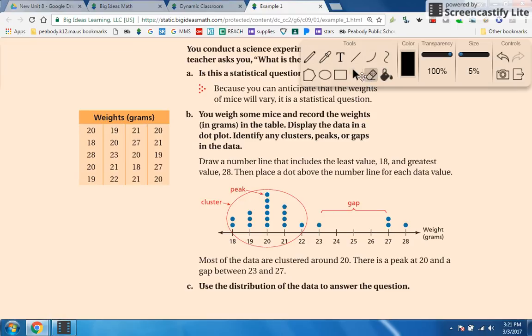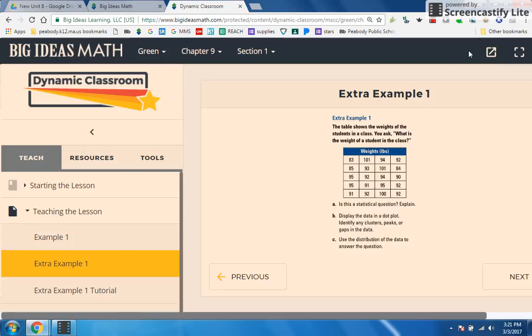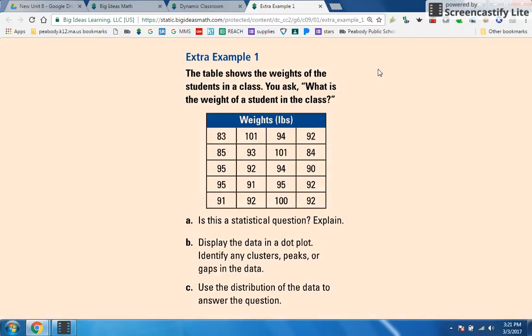So let's put this away for a second. All right, so you're going to try this one. So it says the table shows the weights of the students in a class. You ask, what is the weight of a student in the class? Is this a statistical question? So you have to figure out if people would say that everyone's the same weight or everyone's going to say a different weight. If everyone's going to say the same weight, it's not statistical. If everyone's going to say something different, then it is statistical.